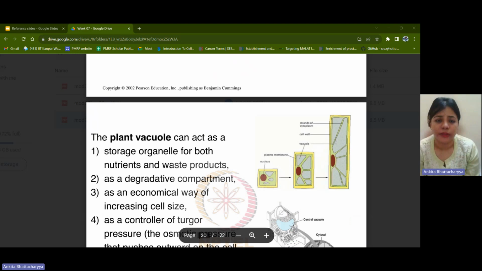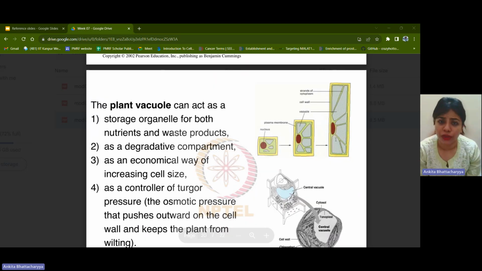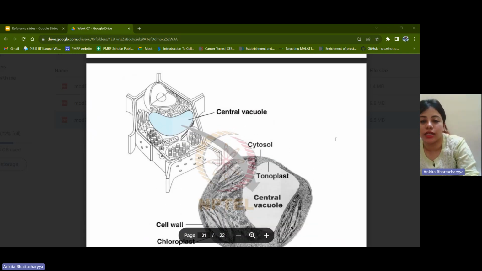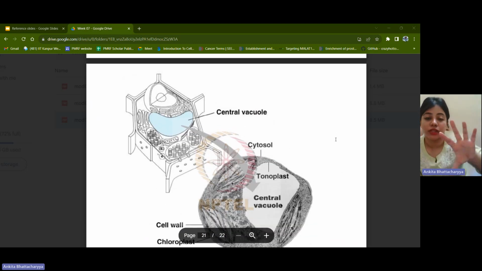And then we have the plant vacuole, which can act as a storage organelle for both nutrients and for waste products. The plant vacuole can act as a degradative compartment. It has an economical way of increasing cell size as a controller of turgor pressure, such that the osmotic pressure pushes from the cell interior outwards and keeps the plant sturdy and intact and does not allow it to unnecessarily wilt. So this is what the central vacuole looks like.